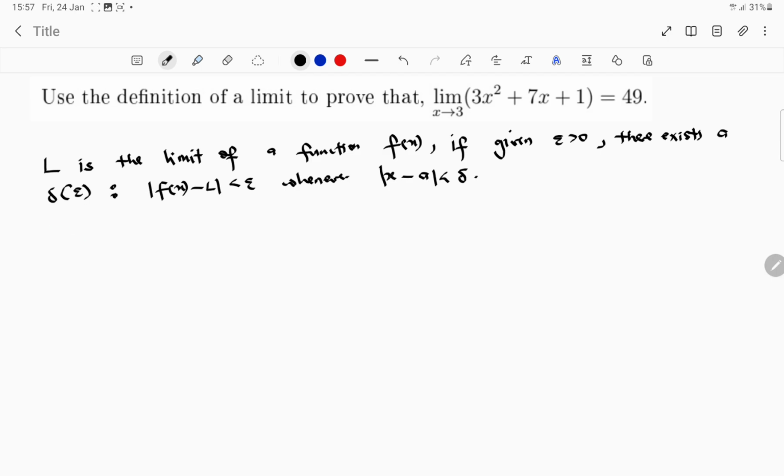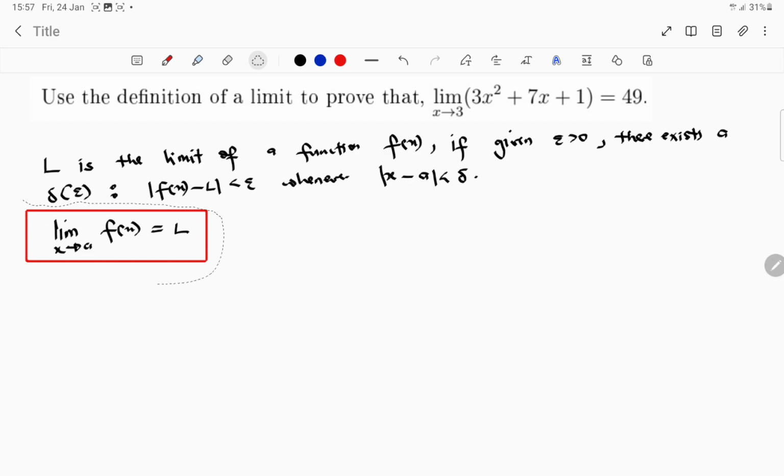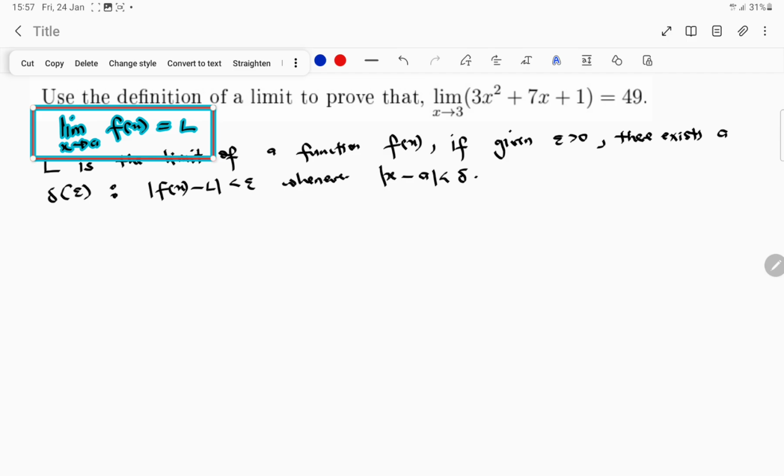And this will look like that. It's just the limit as x approaches a of f of x is equal to L. So we mean that the limit as x approaches a of f of x is equal to L if, given epsilon greater than 0, there exists a delta which depends on epsilon such that |f(x) - L| < epsilon whenever |x - a| < delta.